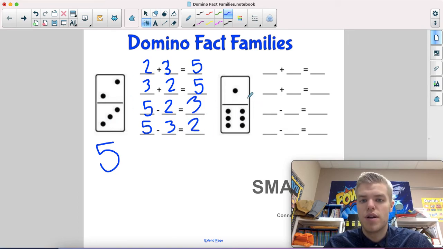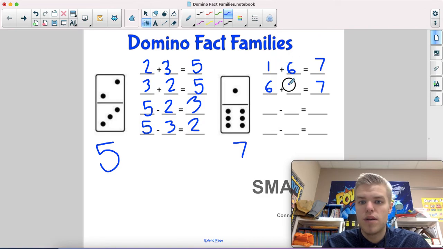Okay, let's look at our next one. We have a 1 and a 6. 6 plus 1 more, we know equals 7. Okay, so with our biggest number, we put that one on the end for our addition facts. Okay, and I'm just going to start with my top domino, 1, and my bottom domino, 6. 1 plus 6 equals 7. To get our second addition fact, we just flip these two right here. So I'm going to add 6 plus 1, and that equals 7.